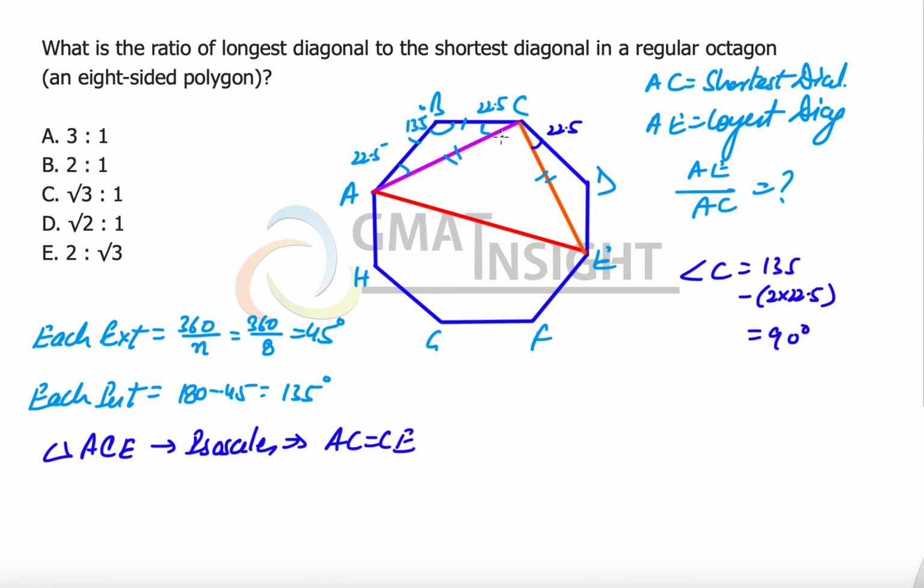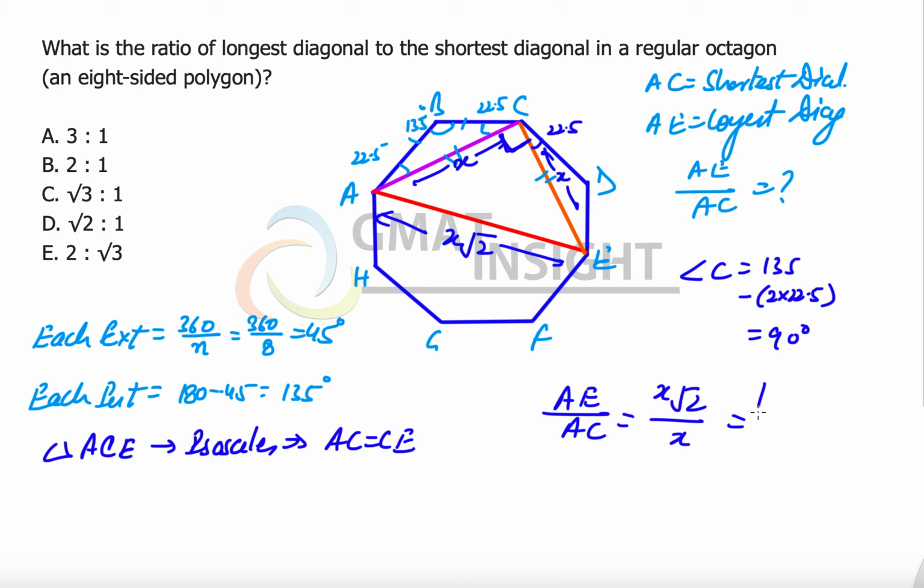degrees, and that makes the geometry very, very interesting, because now the ACE triangle is a right triangle as well as an isosceles triangle. So if we assume that the side AC is x, then CE will also be x, while AE will be the hypotenuse, and that will be x root 2, and straight away we understand that AE over AC will be equal to x root 2 over x, which is equal to square root 2 over 1. So this is the easiest way to answer this question.